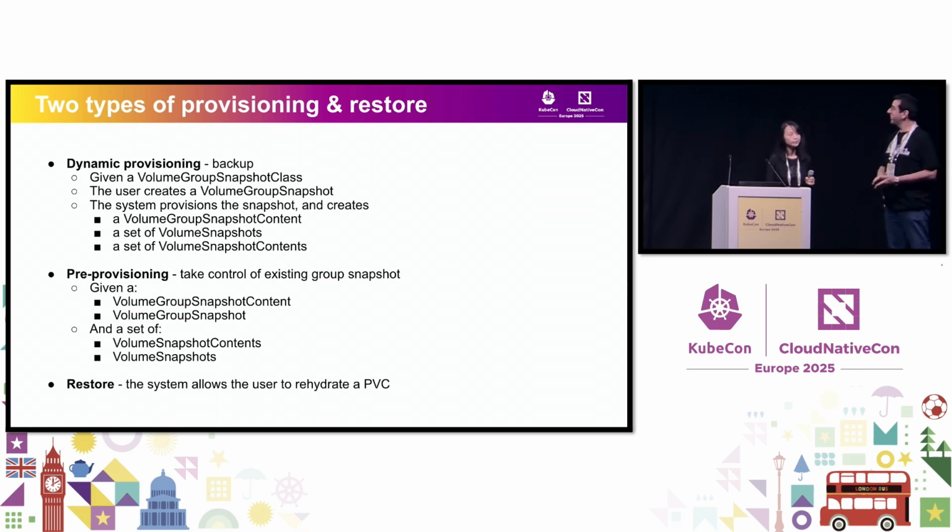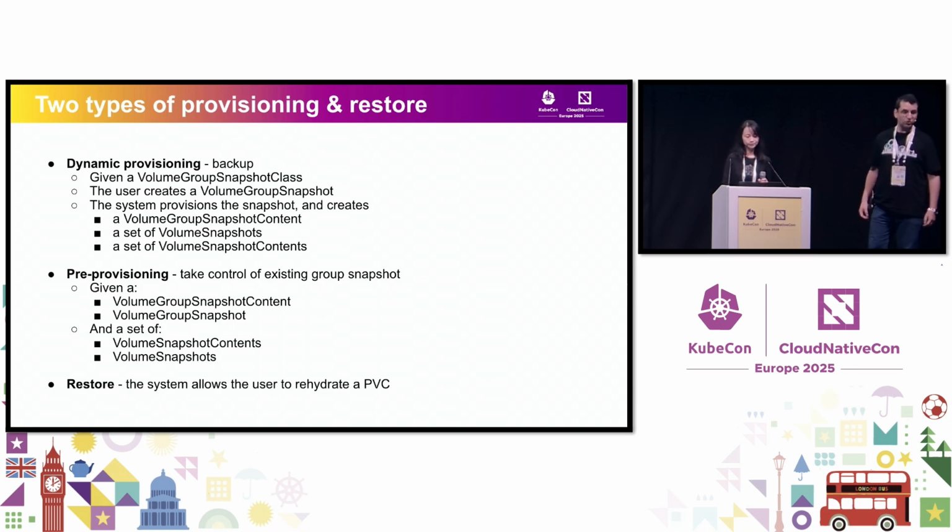Okay, so there are three main things you can do with volume group snapshots. The first one is called dynamic provisioning, and it is the workflow you use when you need to take a backup. Given a volume group snapshot class, you need to create a volume group snapshot object, and the system will provision everything for you. So a volume group snapshot content, a set of volume snapshots, and a set of volume snapshot contents. Isn't it beautiful? It's magic. From just one object, you're going to get everything.